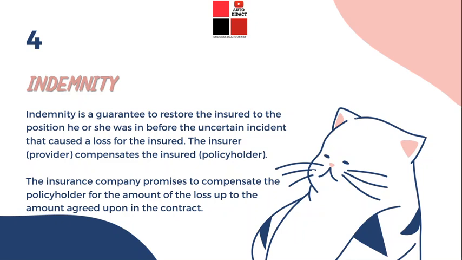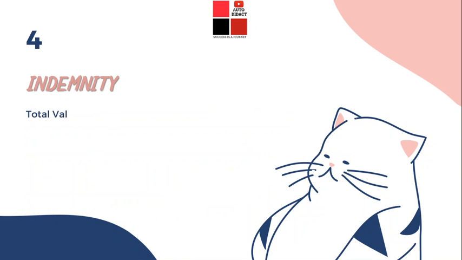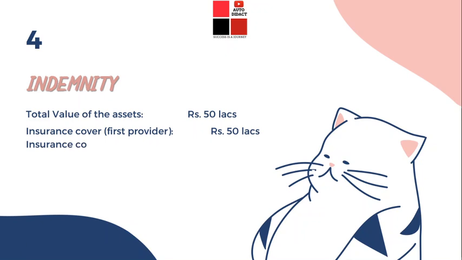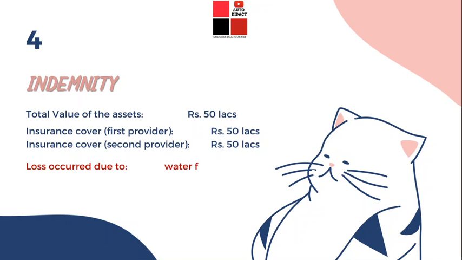There can be three possibilities. Let's assume that the total value of the assets that we are buying insurance for is rupees 50 lakhs. First situation, when the insured buys the insurance from two different insurance providers of 50 lakhs each. In this situation, upon occurrence of any accident or mishappening, shall he be paid 50 lakhs from the first insurer and 50 lakhs from the second insurance provider separately?